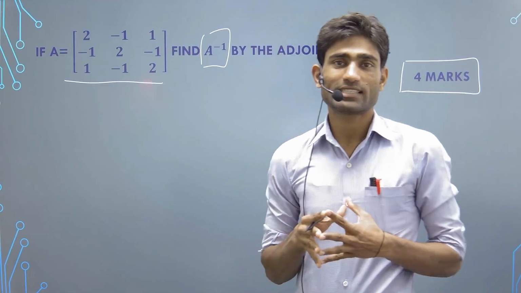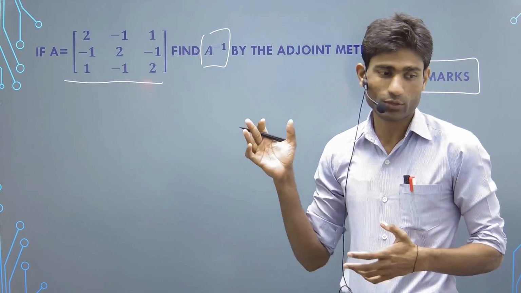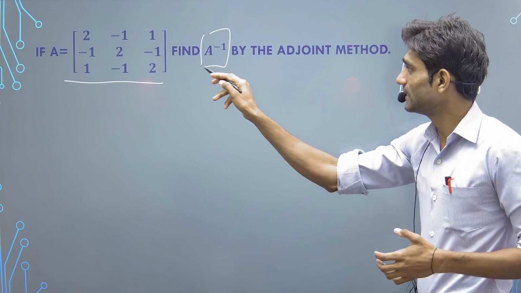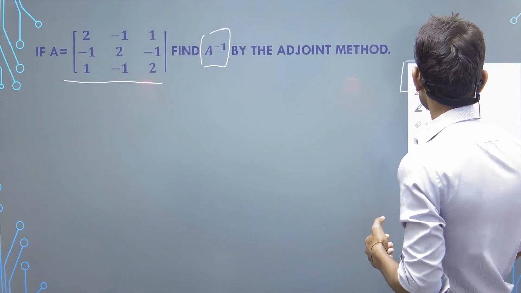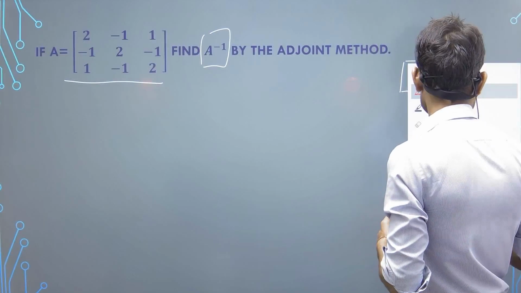So here in our example, we have to find out the inverse of a matrix. I consider this example. Similar types of examples come in your board exam for 4 marks.